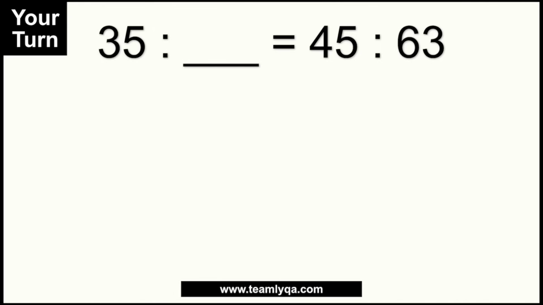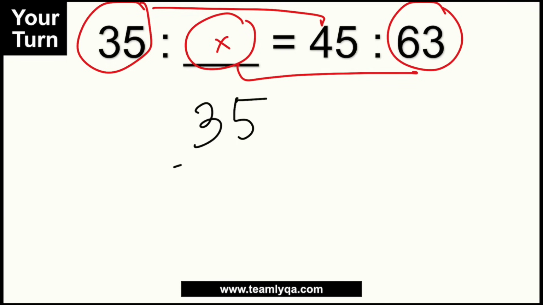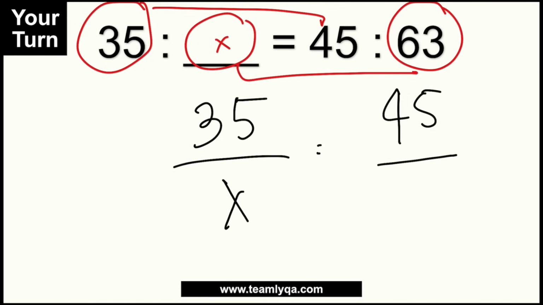All right, let's see how you did. So again, we're going to match muna yung mga numbers. 35, ang kamatch niya 45. Yung nawawala, yung x, ang katapat niya ay 63. So if I'm going to write my fraction, it's going to be 35 over x is equal to 45 over 63. So again, same thing as kanina.